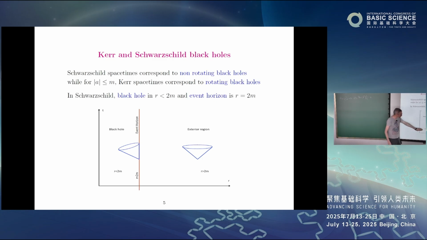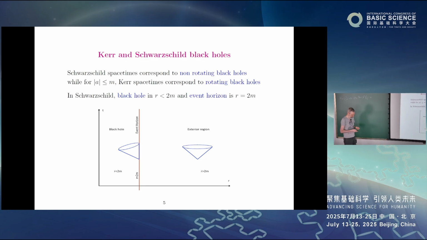So r strictly less than 2m in Schwarzschild is the black hole. r equals 2m is the boundary of it, which is usually called the event horizon. That means it's the limit of whatever you can see as an outside observer, because of course we think of ourselves as being, fortunately, outside of the black hole. So the event horizon is the limit of what you can see as an outside observer. This was the case of Schwarzschild. I claim that the picture is very similar in Kerr.